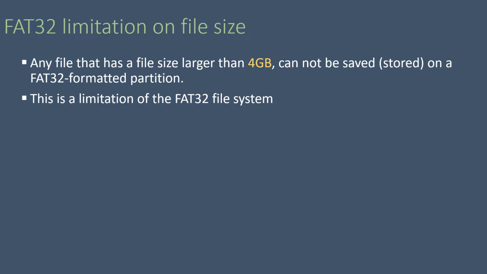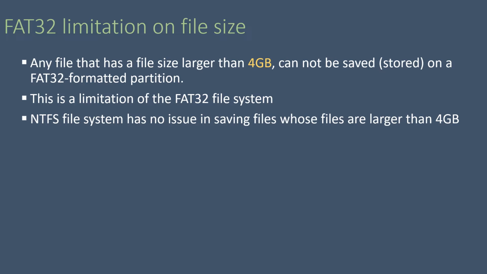So if you have a large file, more than 4 GB, you cannot save it in a FAT32 file system. Whereas the NTFS file system has no issue accepting and saving files larger than 4 GB. NTFS is a very powerful file system, so it doesn't have any problem saving a file of any size.